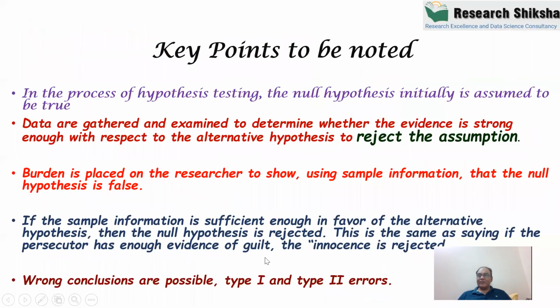These are the key points that we have discussed up to now, and I will just repeat them. In the process of hypothesis testing, the null hypothesis is initially assumed to be true. The data are gathered and examined to determine whether the evidence is strong enough, with respect to the alternate hypothesis, in order to reject the null. The burden is placed on the researcher to show, using sample information, that the null hypothesis is false, so we can reject it. If the sample information is sufficient in favor of the alternate hypothesis, then the null hypothesis is rejected. This is the same as saying that if the prosecutor has enough evidence of guilt, then the innocence is rejected.